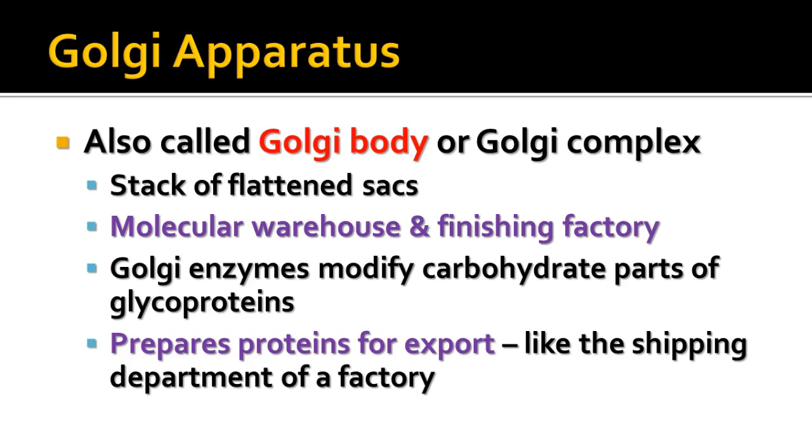There are enzymes in the Golgi that modify parts of the proteins called glycoproteins that have carbohydrate chains attached to them. It prepares any proteins that are going to be exported from the cell for the export and packages them into vesicles, kind of like the shipping department of a factory or kind of like the UPS store.